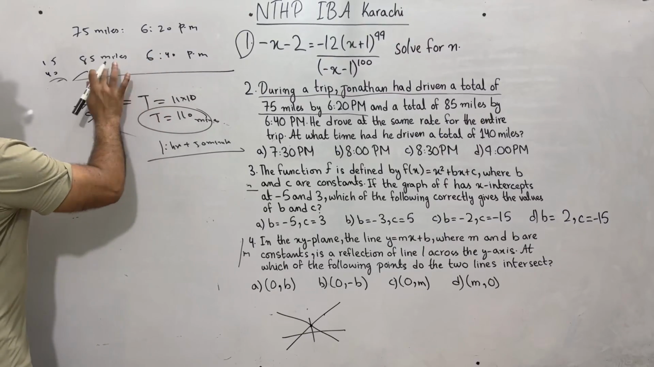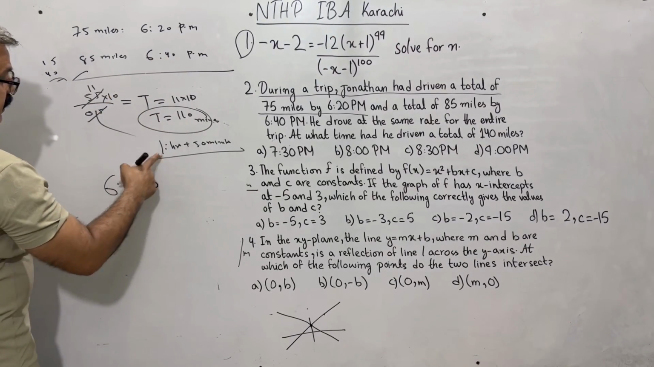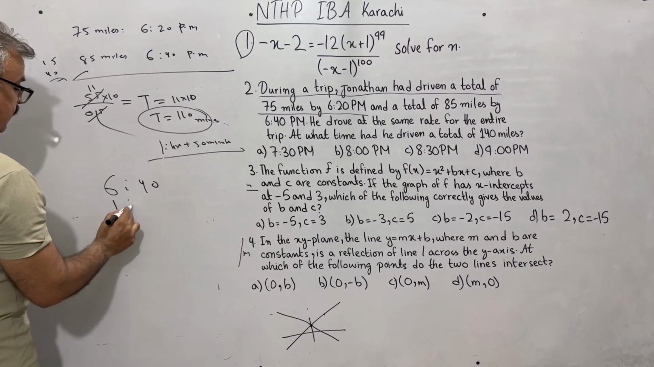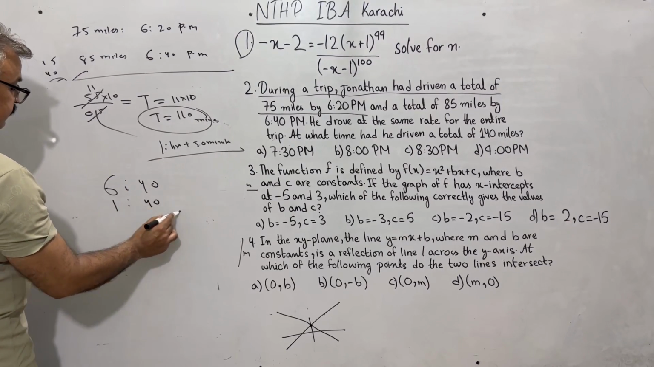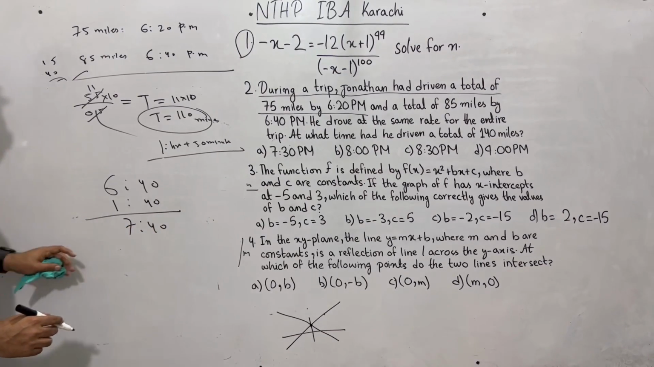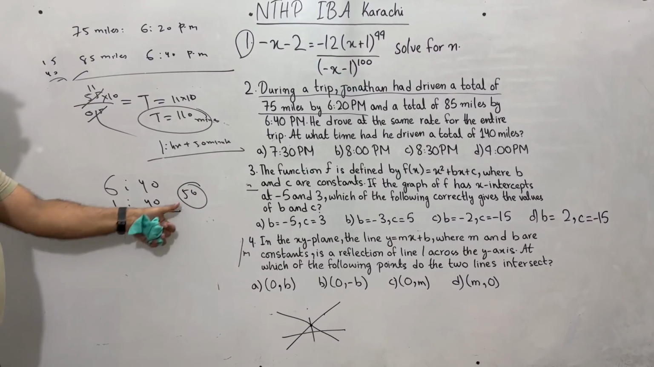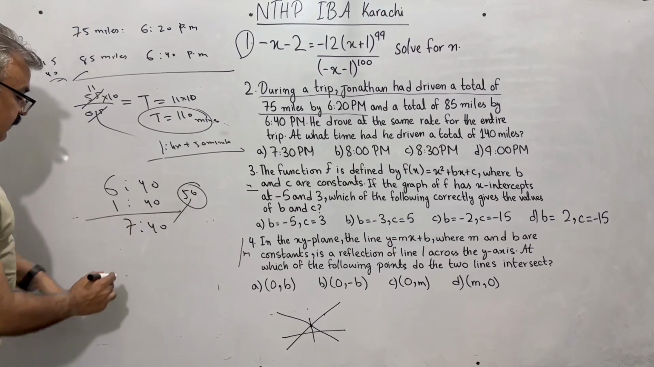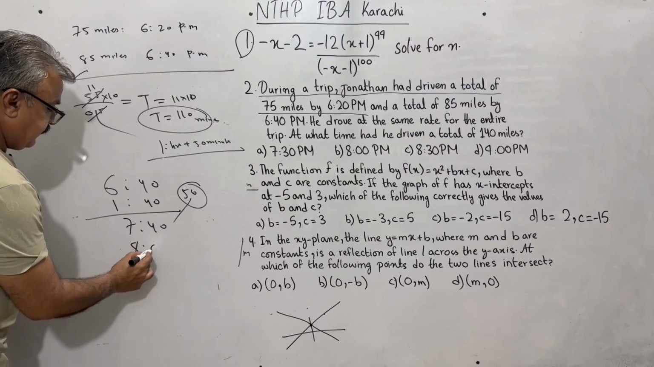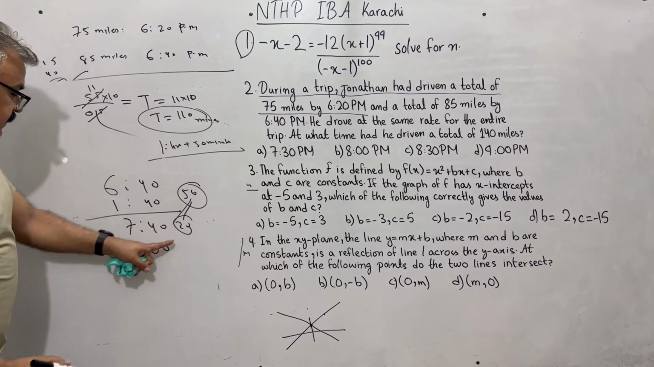Up till 40 past 6 we have traveled 85 miles. The timing is 6:40. If I add 1 hour to this, it will become 7:40. Still I have 50 minutes. If I add 20 more minutes to this, it will become 8.